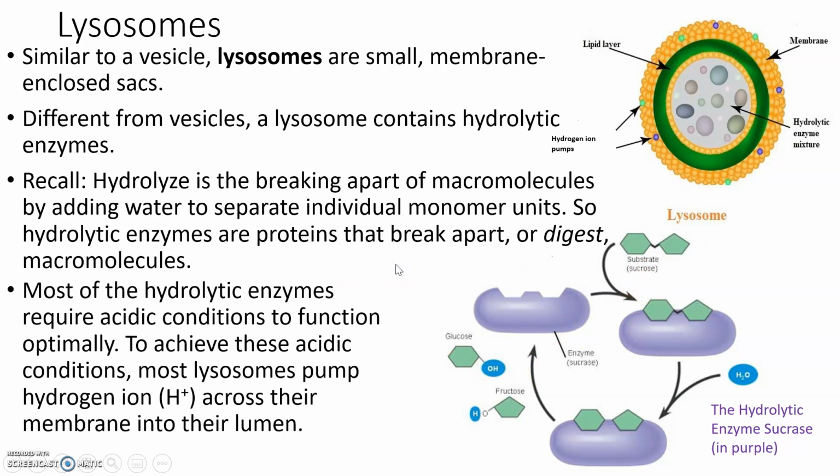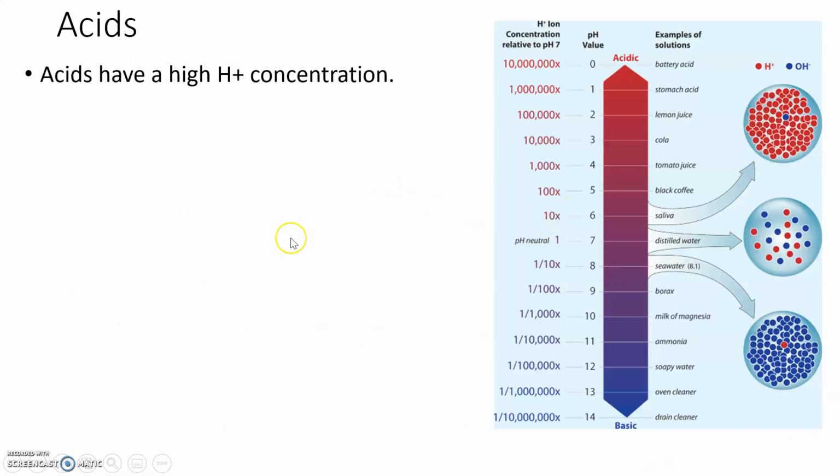Most of the time, these hydrolytic enzymes inside of the lysosome require a very acidic condition in order to function properly. So in order to achieve these acidic conditions, lysosomes have hydrogen ion pumps on the outside of them. That's what we have here, these green and purple dots that are constantly pumping H pluses into the interior, the lumen, so that these proteins can remain in their proper shape and digest macromolecules.